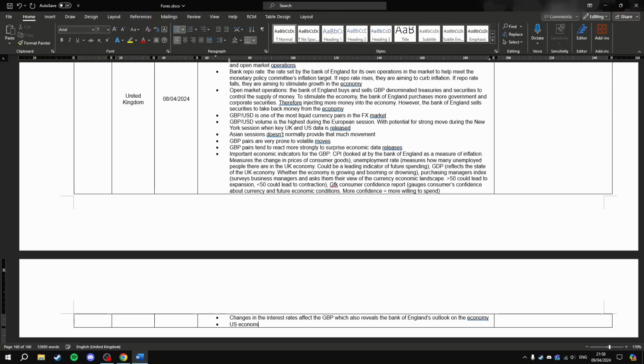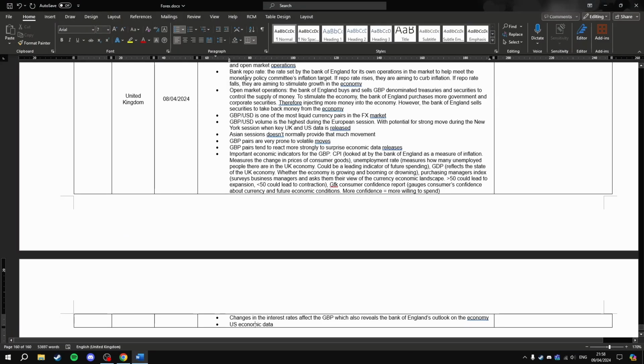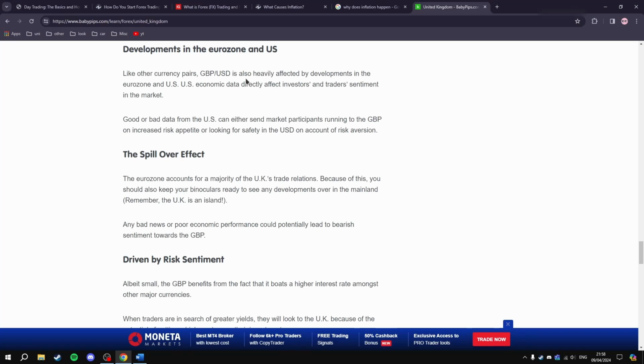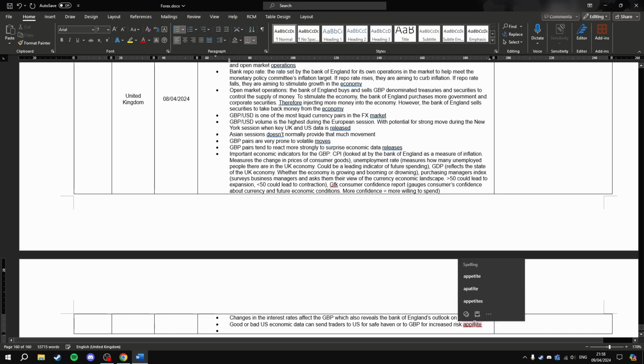Good or bad US economic data can send traders to USD for safe haven or to GBP for increased risk appetite.